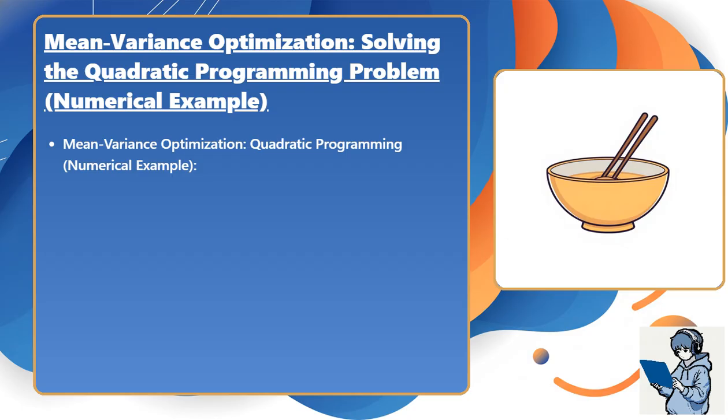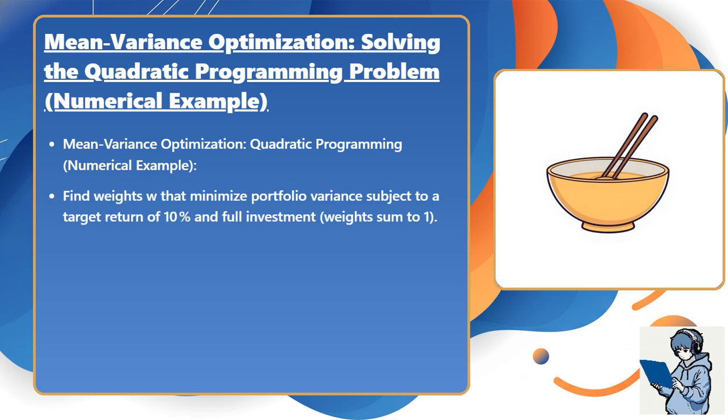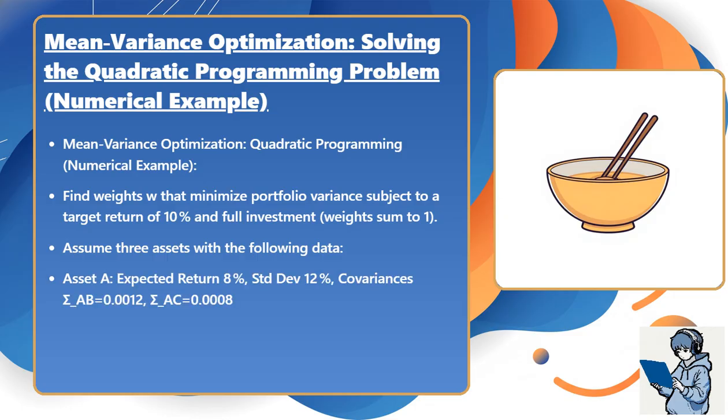Mean variance optimization, quadratic programming numerical example. Find weights W that minimize portfolio variance subject to a target return of 10% and full investment, weights sum to 1. Assume three assets with the following data. Asset A: expected return 8%, standard deviation 12%, covariance sigma sub AB equals 0.0012, sigma sub AC equals 0.0008.